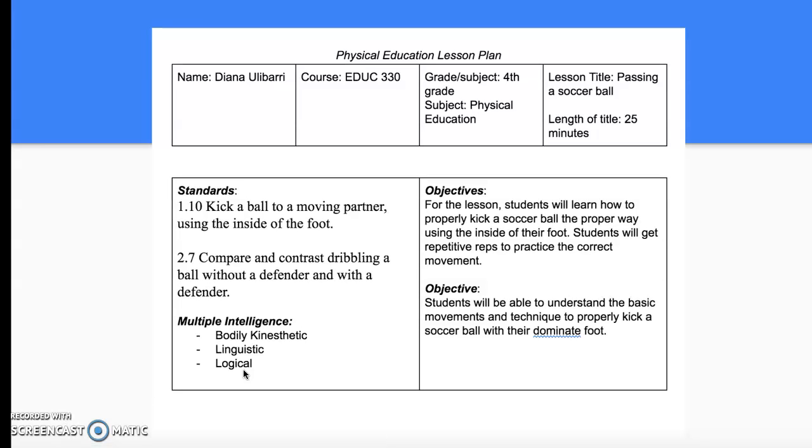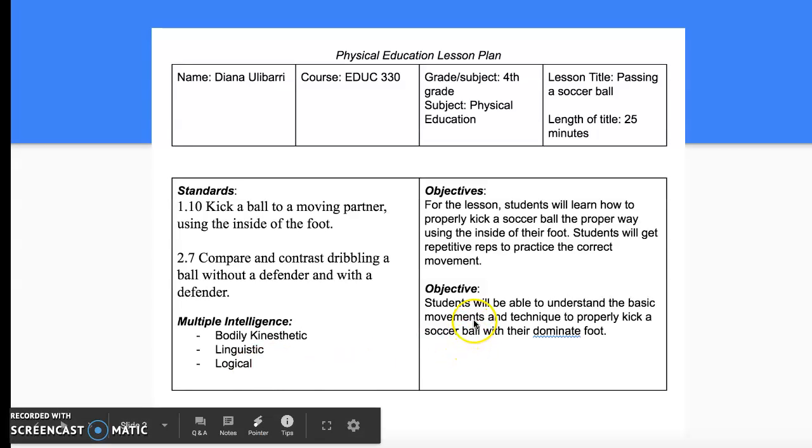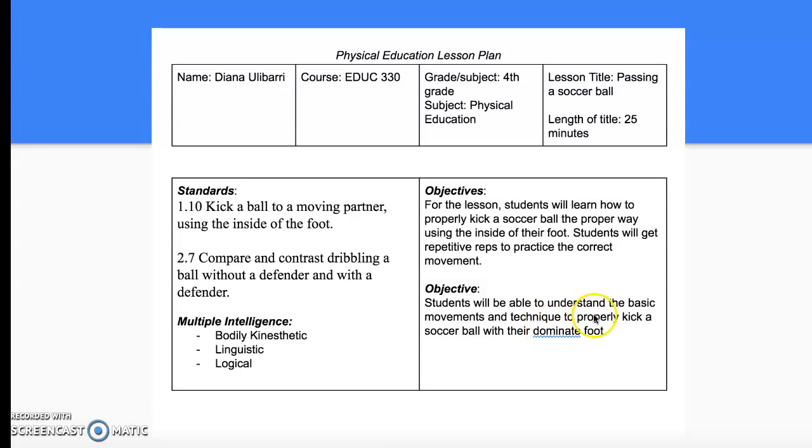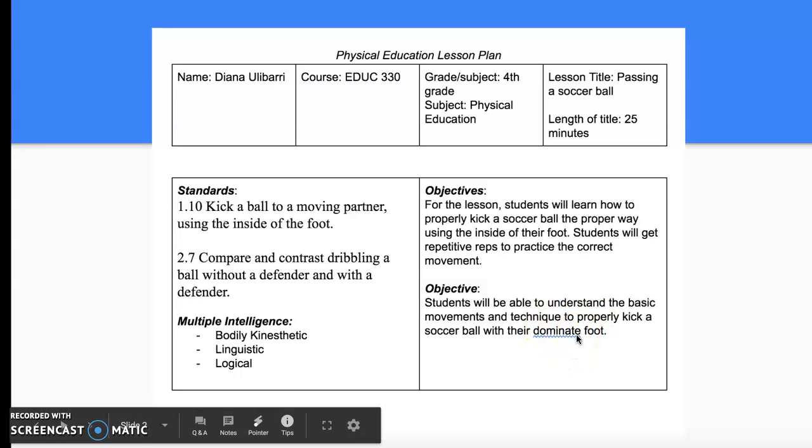using the correct technique. Another objective is students will be able to understand the basics, movements, and the proper technique to demonstrate the proper inside foot kick.